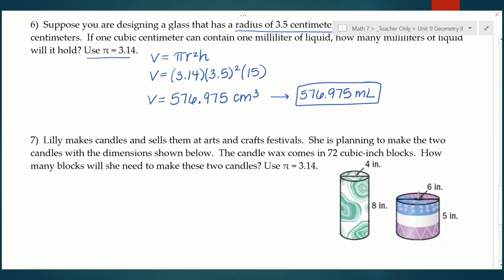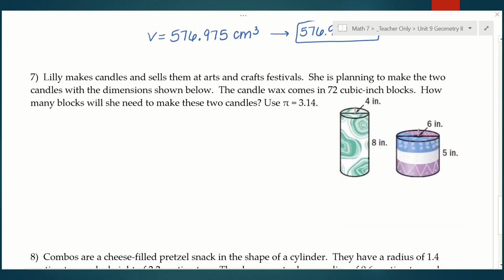All right, number 7. Lily makes candles and sells them at arts and crafts festivals. She is planning to make the 2 candles with the dimensions shown below. The candle wax comes in 72 cubic inch blocks. How many blocks will she need to make these 2 candles? Use pi equals 3.14. Okay, so in order to figure out how many blocks she's going to need, we first have to figure out what the volume of each of those candles are. Okay, so I'm just going to call this one candle A and this one candle B. So let's go ahead and find the volume of candle A to start.